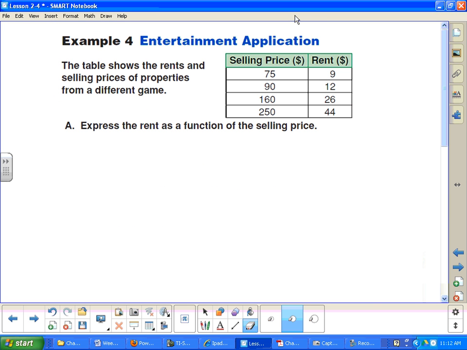Okay, so we have an application problem here on entertainment. It says the table shows the rent and selling prices of properties from a different game. And they want us to express the rent as a function of the selling price. So we need to find an equation for that.